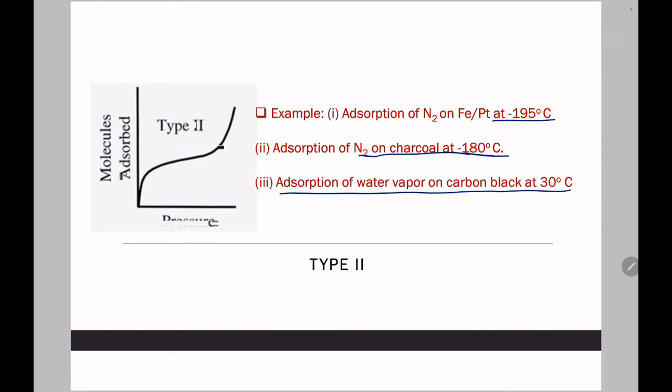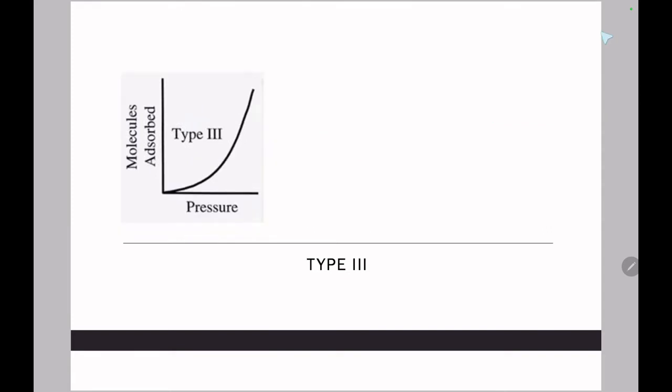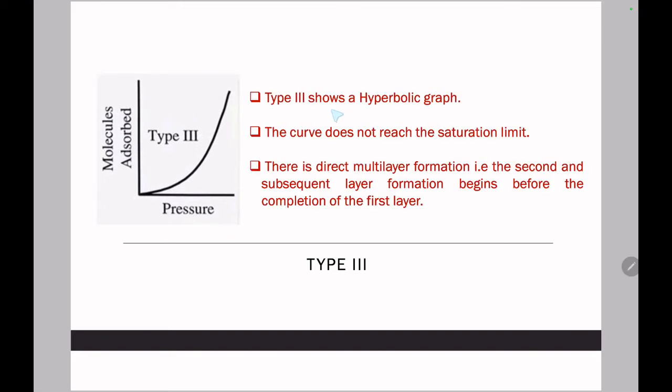Now we will move on to type 3 adsorption. The curve obtained in the case of type 3 adsorption is shown here. That is a type 3 adsorption isotherm. The curve is a hyperbolic graph. The curve shows no tendency of saturation limit. That is, the curve keeps on increasing to infinity. This indicates a direct multi-layer formation.